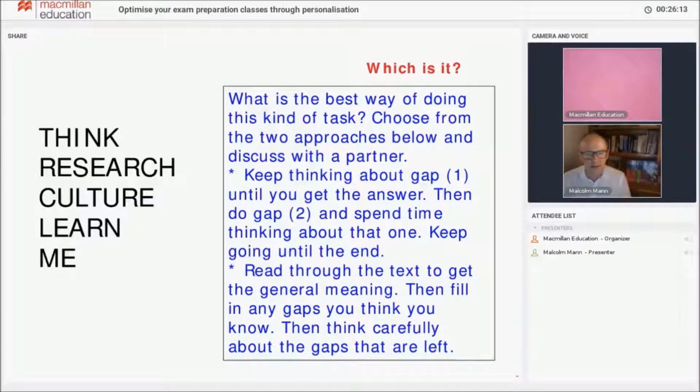So have a read of that one, and then when we get the chat box back, type into the chat box what you think that one is.